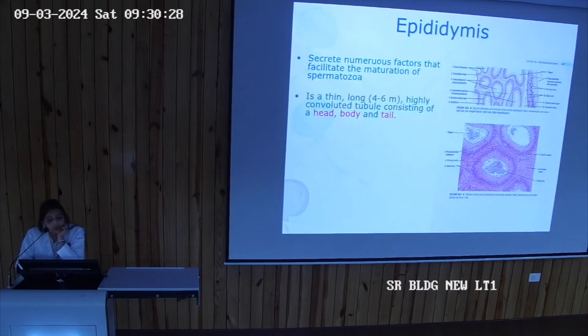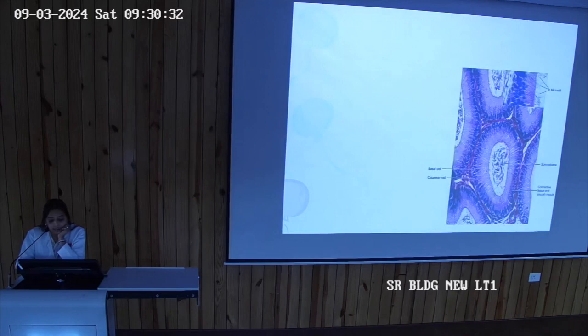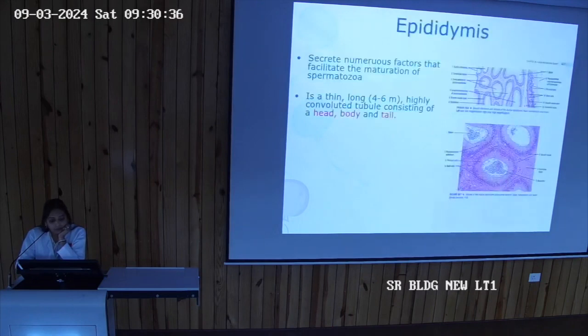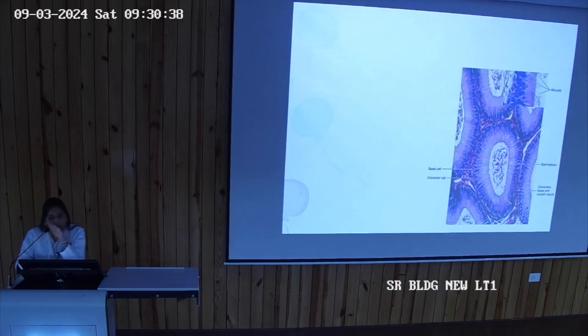It is around 4 to 6 meters in length. It has a head, body and tail. This is the cut section of the epididymis. You are going to see a lot of these tubules. They are cut. You are going to see the same picture as in the testes.